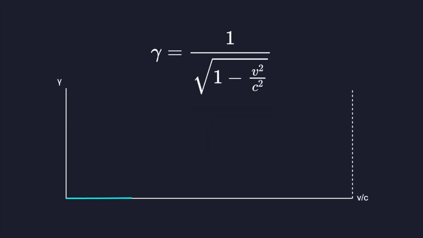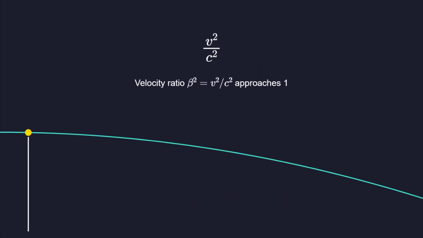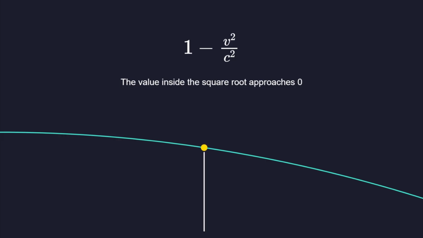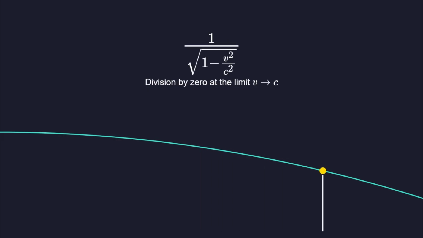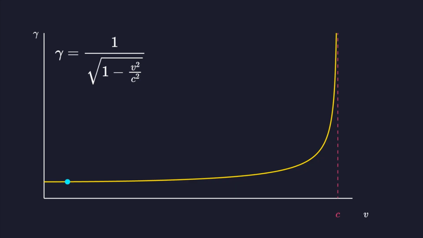It is expressed as 1 divided by the square root of 1 minus the velocity squared divided by the speed of light squared. This factor determines how time and mass scale. As the velocity of an object increases toward the speed of light, the term velocity squared divided by light speed squared approaches 1. Consequently, the value inside the square root approaches 0, which creates a division by 0 scenario at the limit. In pre-calculus, this behavior is a vertical asymptote.